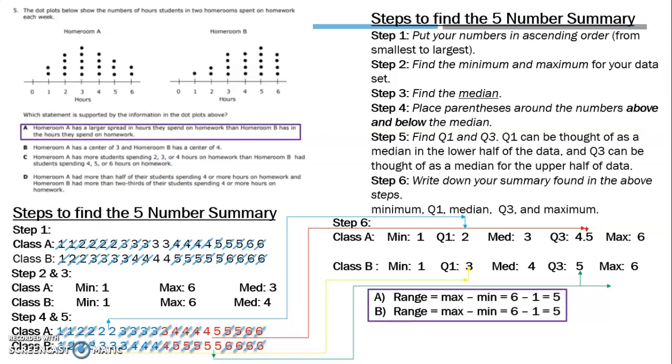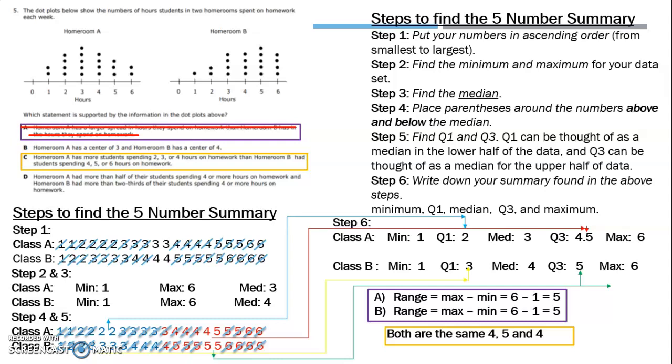So the first one talks about range, right? So range says that A has a larger range than B. They both are 5. So that's not true. Wrong answer. Okay, we're going to skip to C.